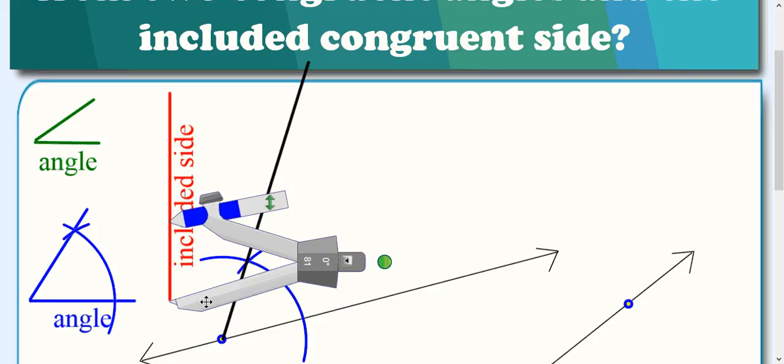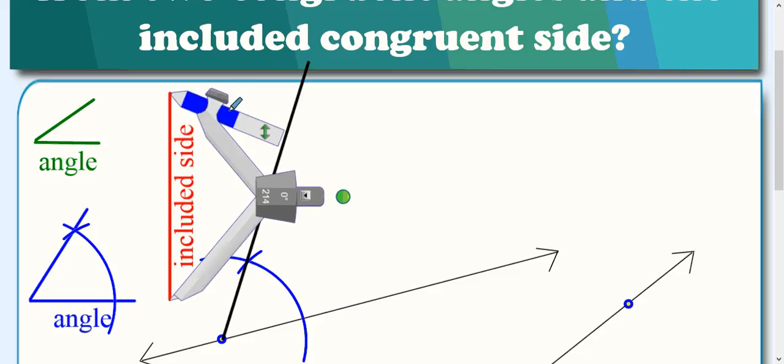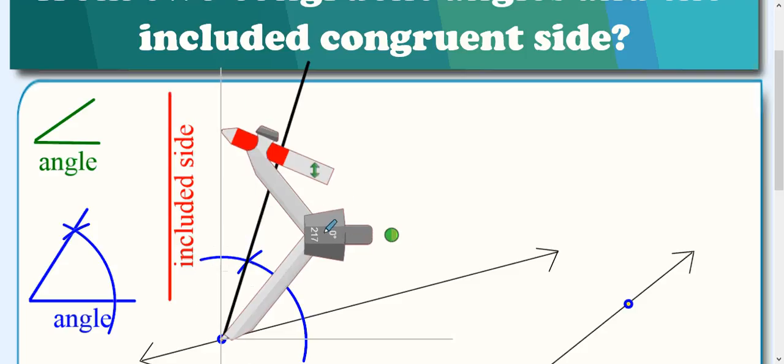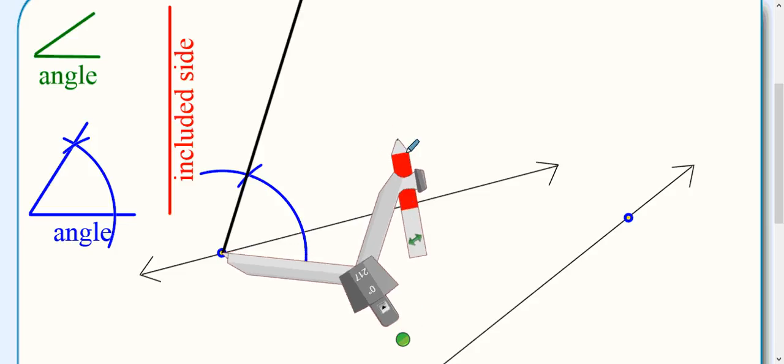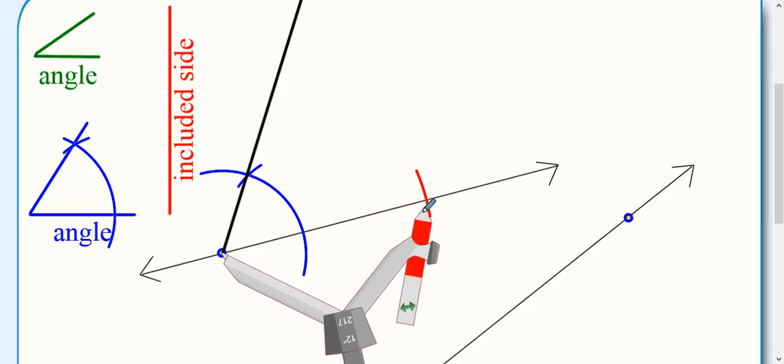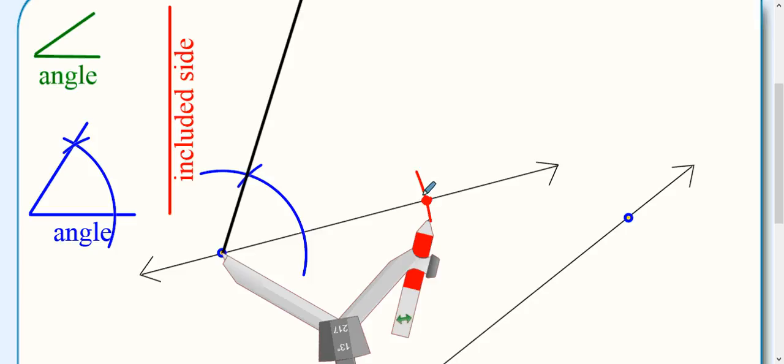So here's the side we need to copy. That long right there. So we're going to bring down, we're going to mark that down here on the line that we've got. So right now we know that this angle is congruent to that angle. This side is congruent to that side. That's the way we designed it. That's the way we constructed it.